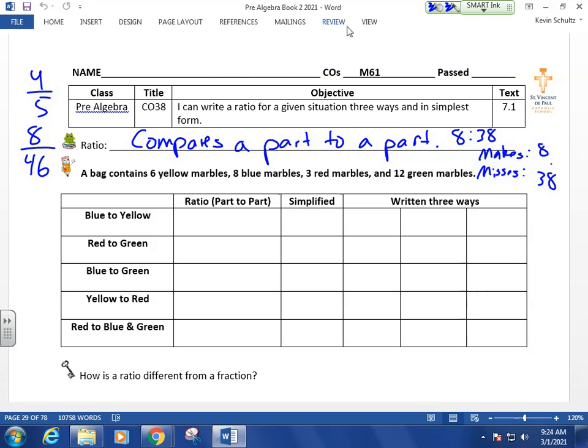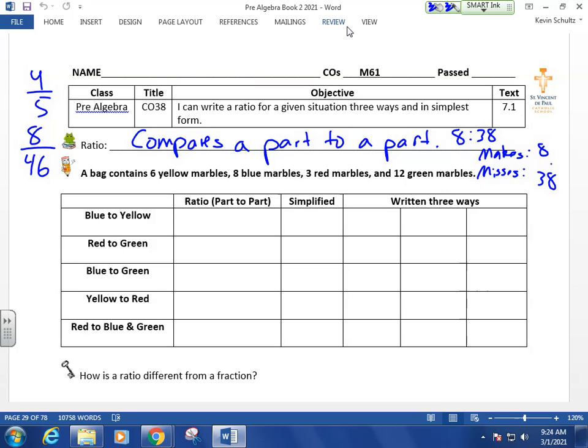Those of you that play sports and keep track of your win-loss record, that's a ratio too. It compares the number of games you won to the number of games you lost. You can calculate how many games you played total by adding the two together. Okay, so that's essentially what a ratio does.